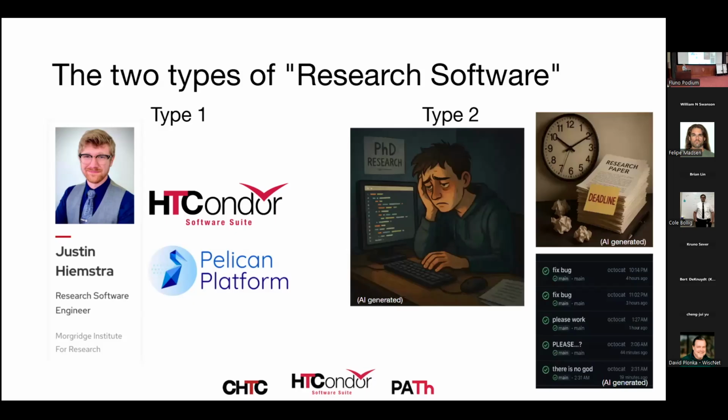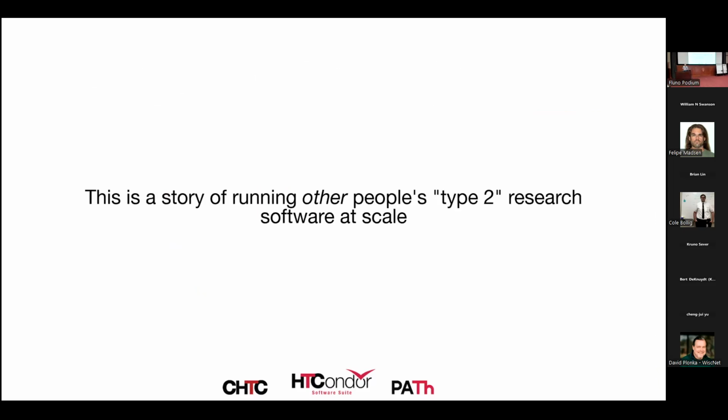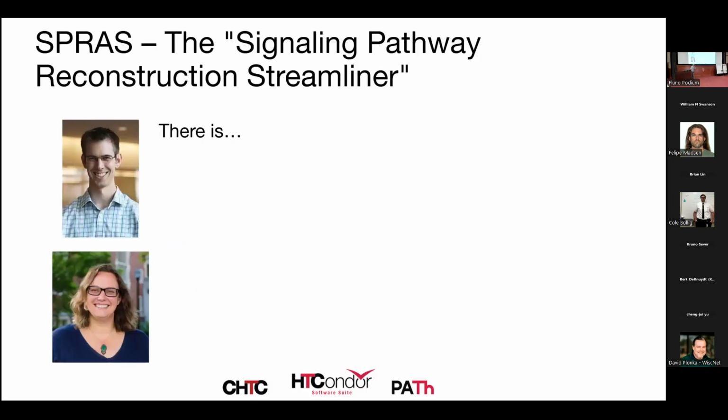The second type are those publish or die life cycle type projects. So PhD grad students, people working really hard to meet paper deadlines. And you often end up with the kind of software that generates commit messages like this. So today, I have a story of running other people's type 2 research software at scale. This project starts with Tony Gitter, who you should all recognize. He was our keynote speaker last year, and one of his colleagues, Anna Ritz from Reed College.